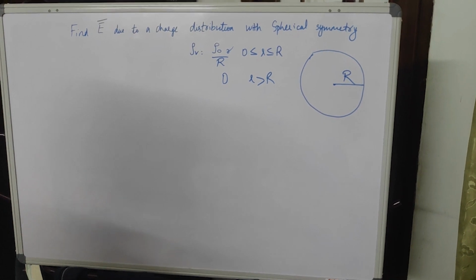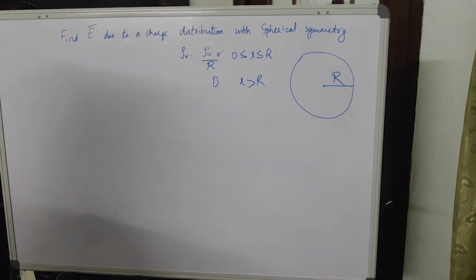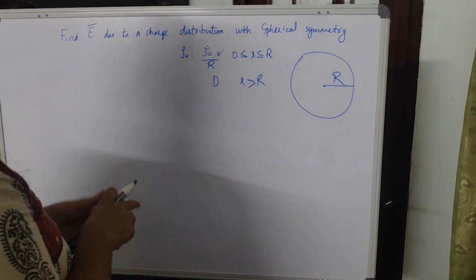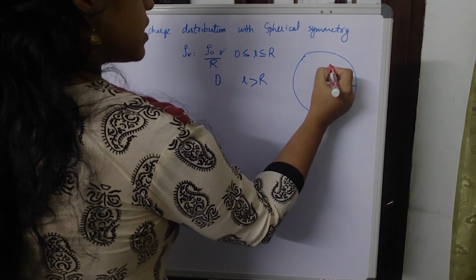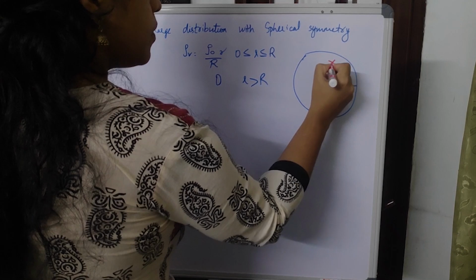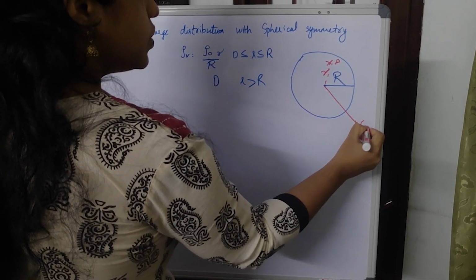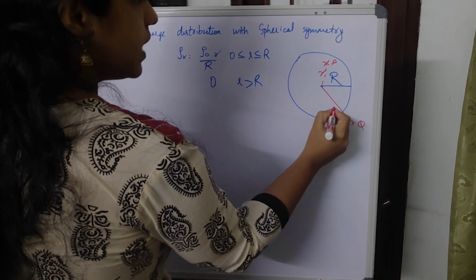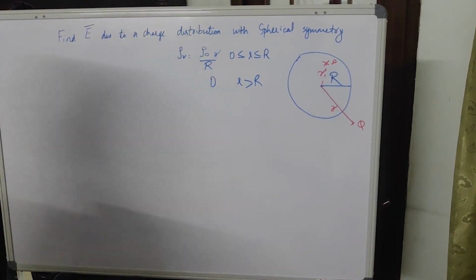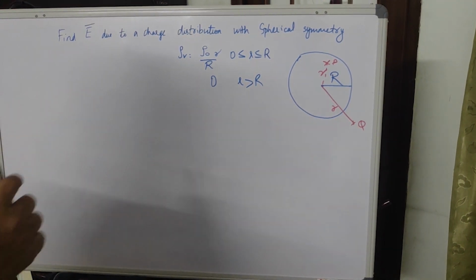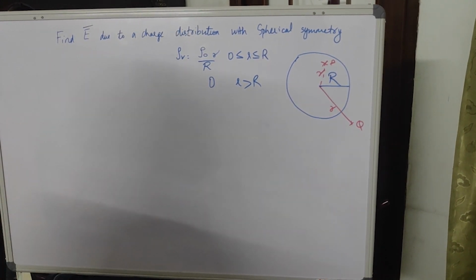So r here is the radius, and when you assume any point, the distance from the origin is given by small letter r. For example, if this is the point P, then this will be r. If I consider a point Q outside the sphere, it will be again r. So small letter r means the distance of a point from the origin. That will be variable.